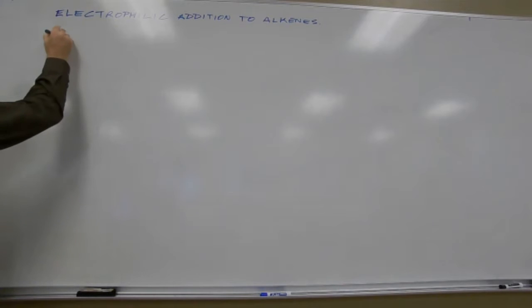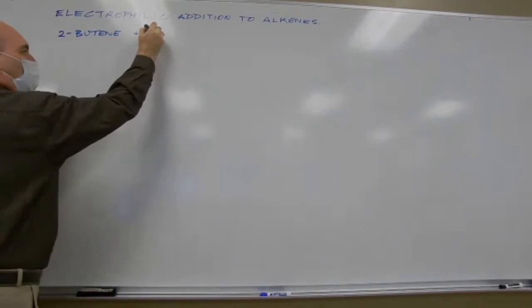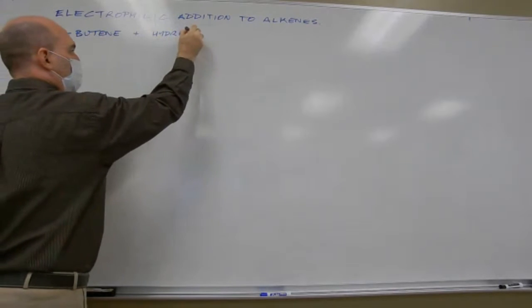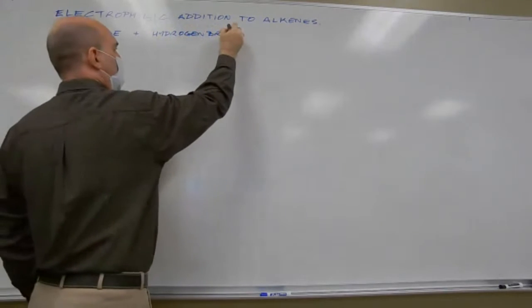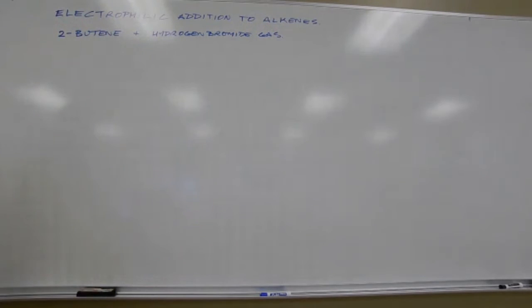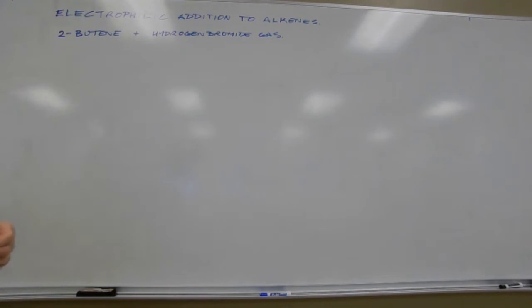Let's take 2-butene and hydrogen bromide. As long as it's still a gas, it's still covalent. It's not dissolved in water, so it's not ionic yet. If you treated it as being ionic, you could reach out and have a definite electrophile, an H+, and a definite nucleophile, a Br-.